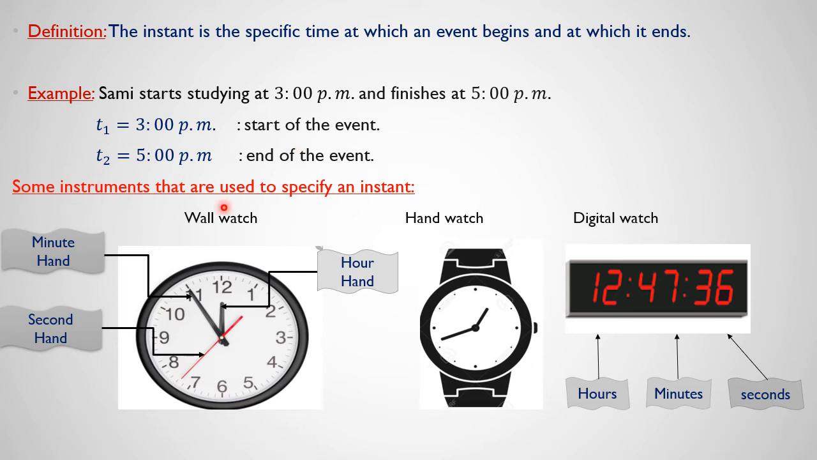Some instruments are used to specify an instant. For example, the first one is the wall watch. As you know, the wall watch has three hands: the minute hand, the hour hand, and the second hand. And the hand watch, the watch that you wear on your hand, and the digital watch. In the digital watch, you also have the hours, the minutes, and the seconds. So, as a conclusion, the watch is used to specify an instant, which is the specific time at which an event begins and at which it ends.